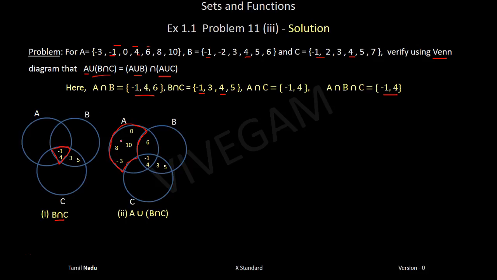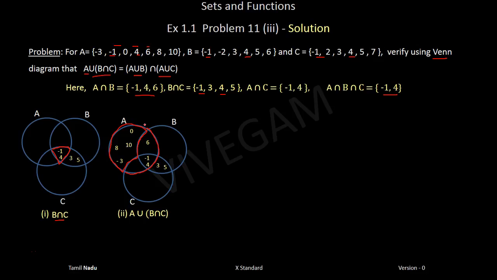Now you check A altogether, is it represented correctly? So what is A? Minus 3, yes, it is represented. Minus 1, yes. This is A, right? So this minus 1 is also a part of A. So it is included. 0 is included. 4 here becomes a part of A. 6 is a part of A, correct? 8 is a part of A here, and 10 is also there. So we have done correctly.